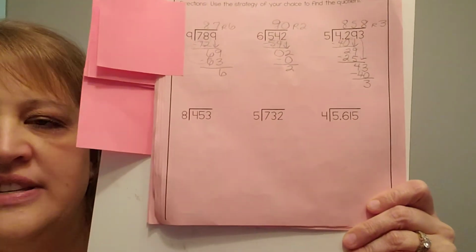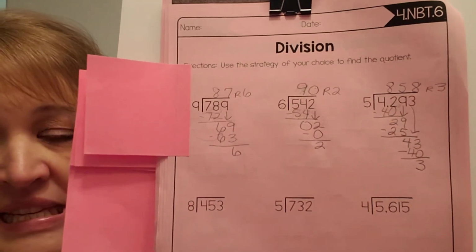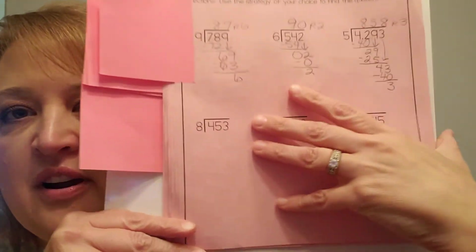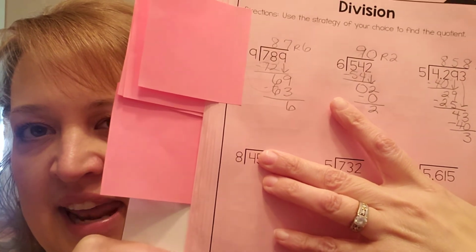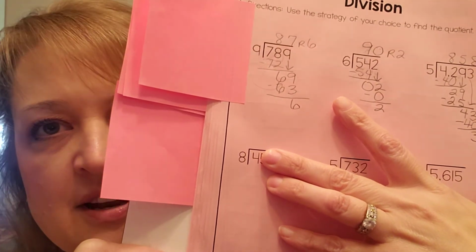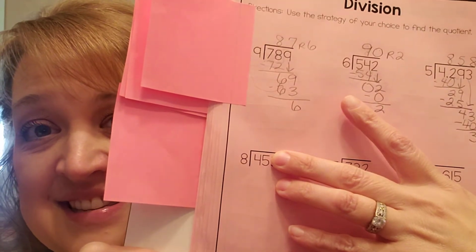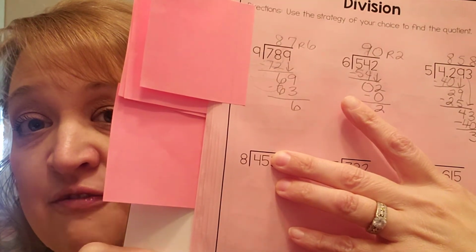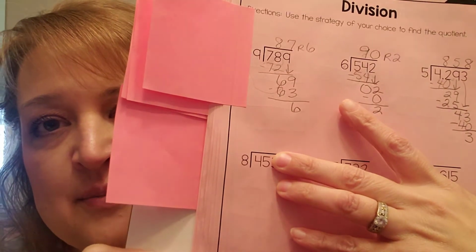All right, so we're going to go ahead and finish up our division page, NBT 6. So if you will go back to this page. Remember, our first step is to cover up all the numbers except for the first one. Can 8 fit into 4? The answer is no. Can 8 fit into 45? The answer is yes. 8 times 5 is 40. 8 times 6 is 48. 48 is too high, so I'm going to go with the 5. So I'm going to put a 5 up at the top.